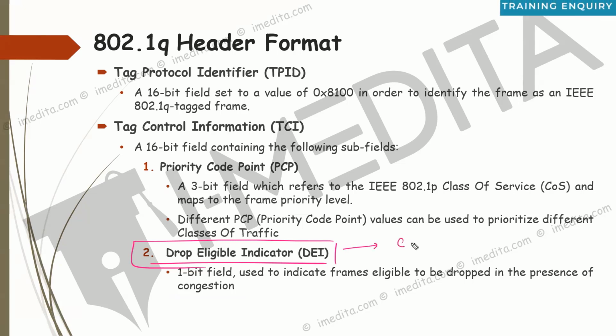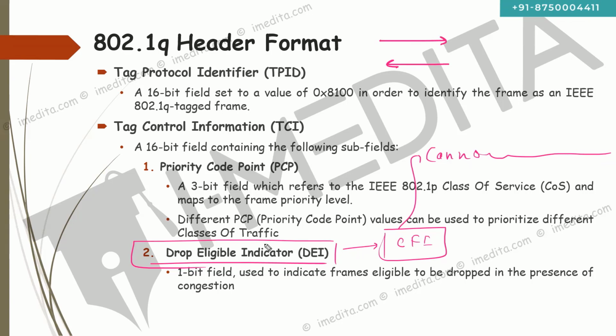Earlier, in the older implementation, this was called CFI. CFI stands for canonical format indicator. When we used to have technologies such as token ring and FDDI, the way devices read the MAC address was different. In some technologies we read the MAC address from left to right, in some the MAC addresses are read from right to left. So the canonical format indicator was used to represent the format of the MAC address.